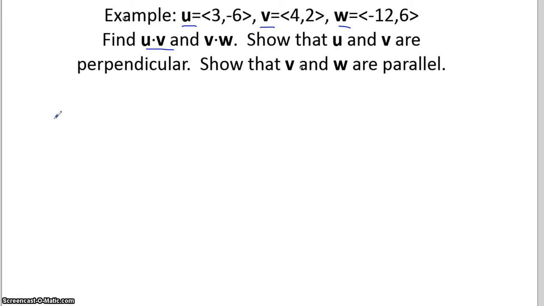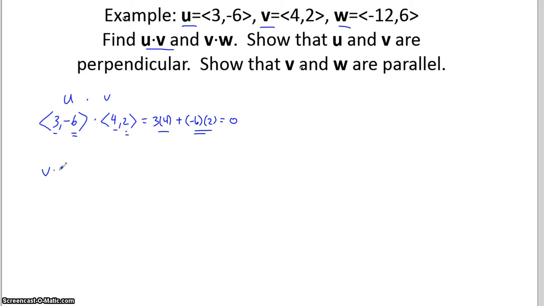Since these are in component form, I'm going to use the component formulation of the dot product. This is u, and we want to dot that with v, which is 4 comma 2. The definition of the dot product is to multiply the x components, so here we have the 3 and the 4, and then add to that the multiplying of the y components, negative 6 and 2. Add those together to get 12 minus 12, which is 0.